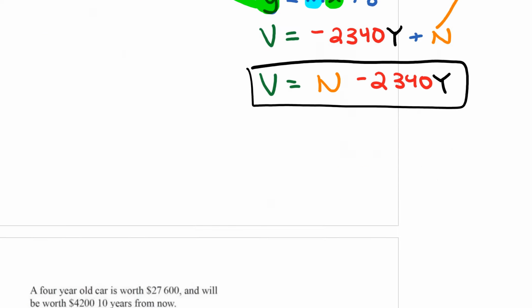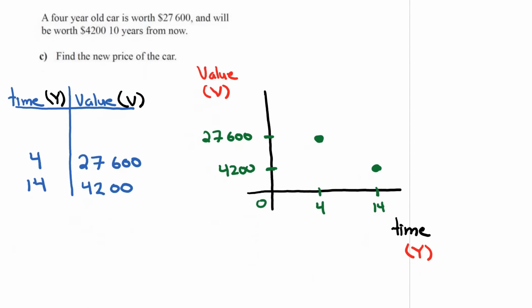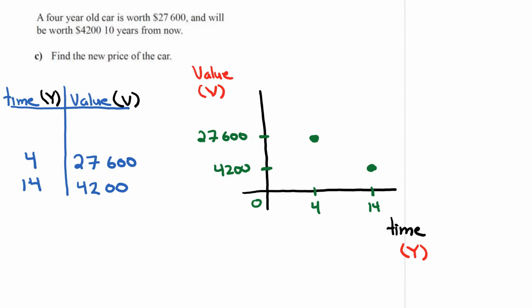Okay, let's move on to the next question, part C. Now the question is find the new price of the car. So here's my data, there's my table there. If I have to redraw the graph here, the question is asking for the new value of the car. So basically we want to know the y-intercept. Okay, we want to know the value of the y-intercept.